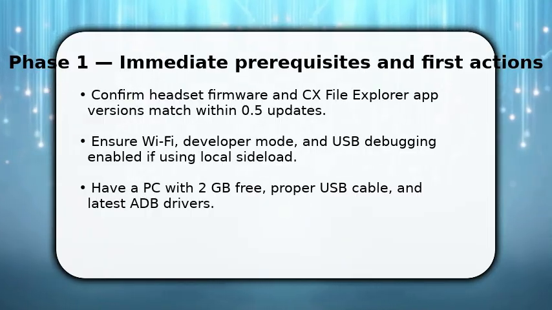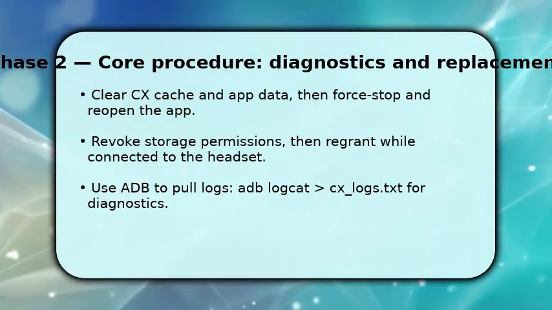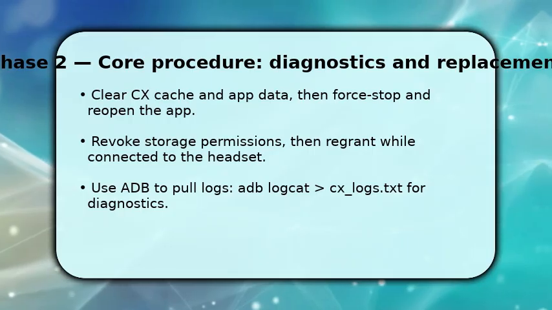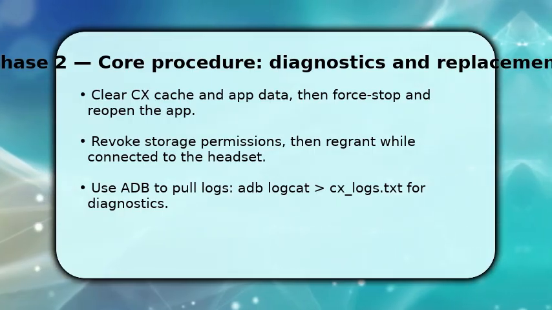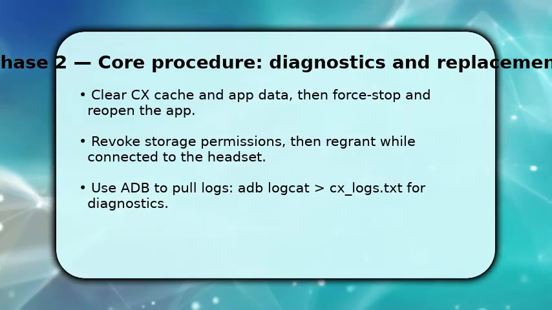You now perform the core repair actions methodically. First, clear cache and app data, then force stop CX File Explorer. That removes corrupted temporary files. Next, revoke storage permissions and regrant them while the headset is unlocked to reset access tokens.